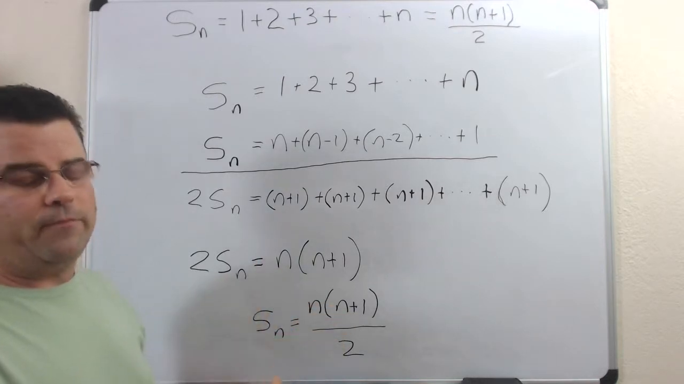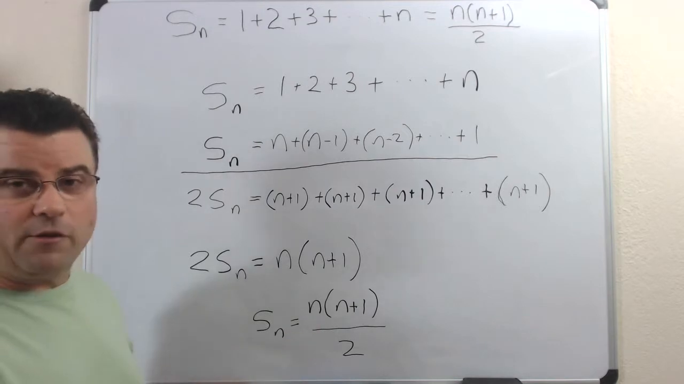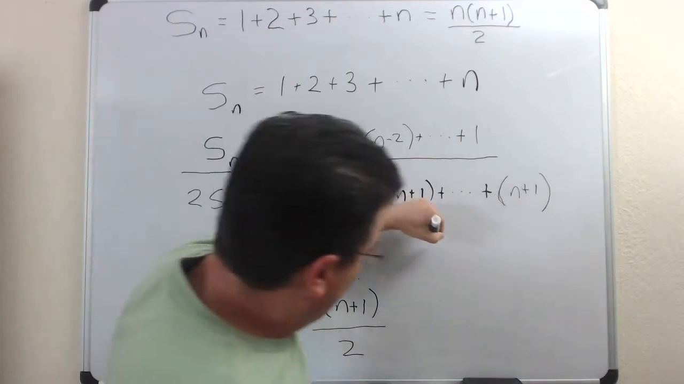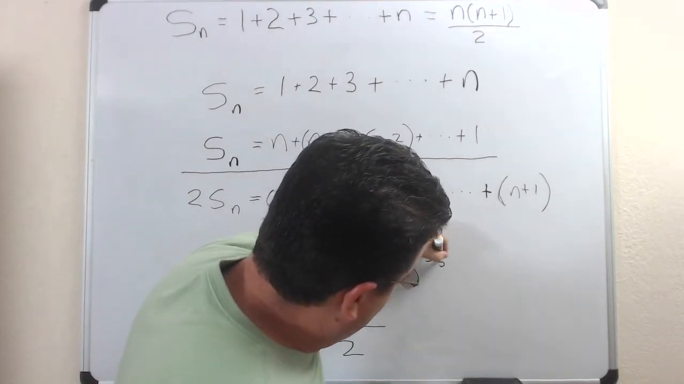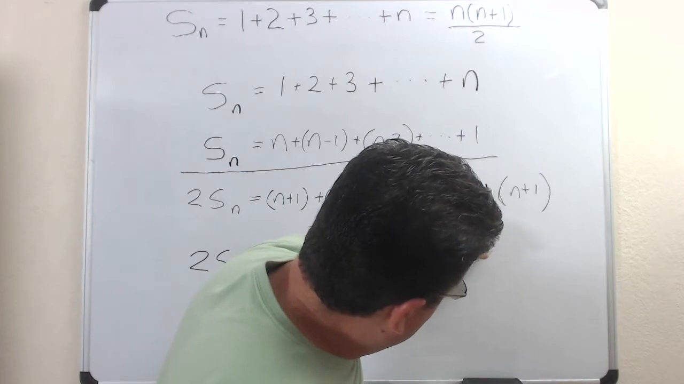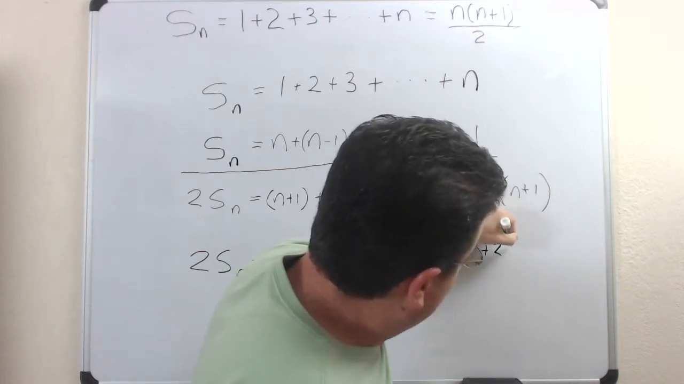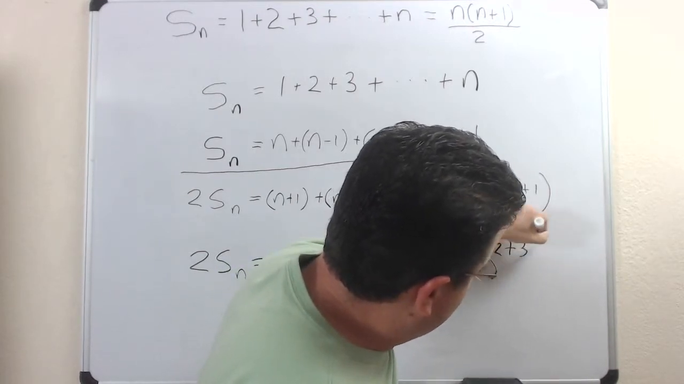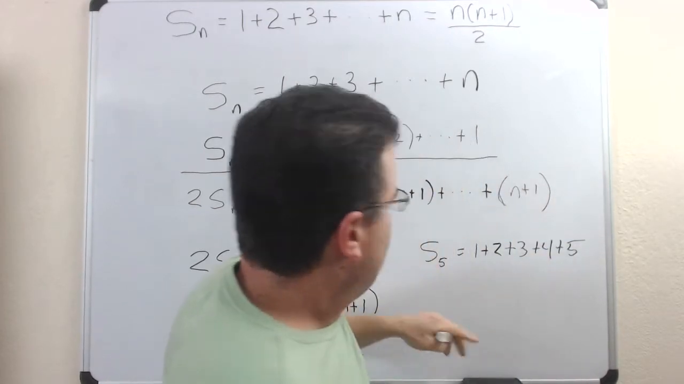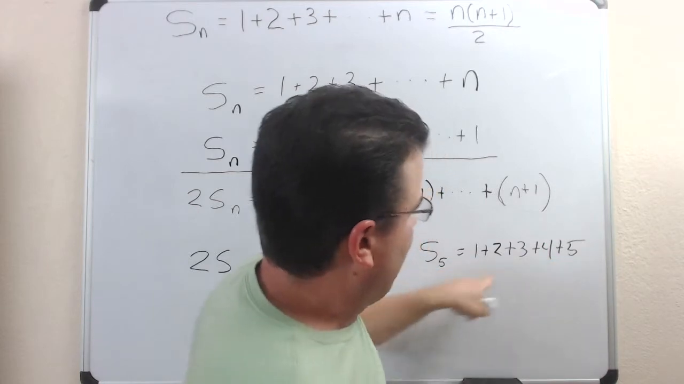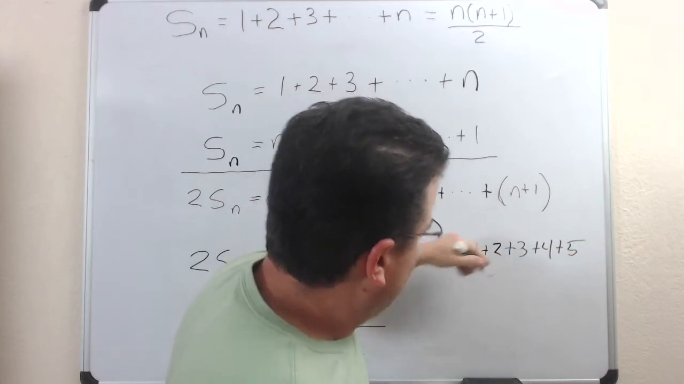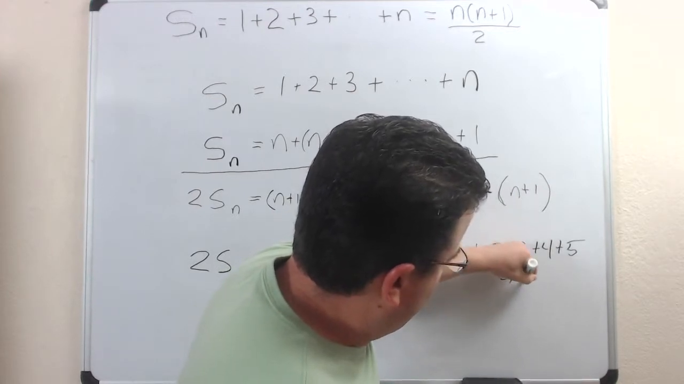You can try that with a few numbers. Try it with n equals 5. So the sum of the first 5 integers, which we would write as S sub 5, well, that's equal to 1 plus 2 plus 3 plus 4 plus 5. And I'm going to add these from right to left, so 5, 9, 12, 14, 15. So that's equal to 15.